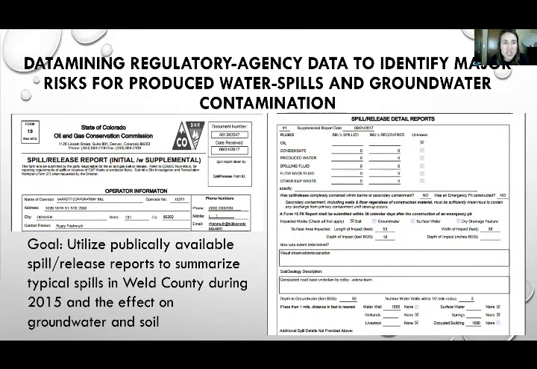And there's additional information to this. There are remediation forms. There are a variety of forms that go along with each individual spill. And so I spent a lovely summer going through every single spill and release report from 2015 in Weld County.